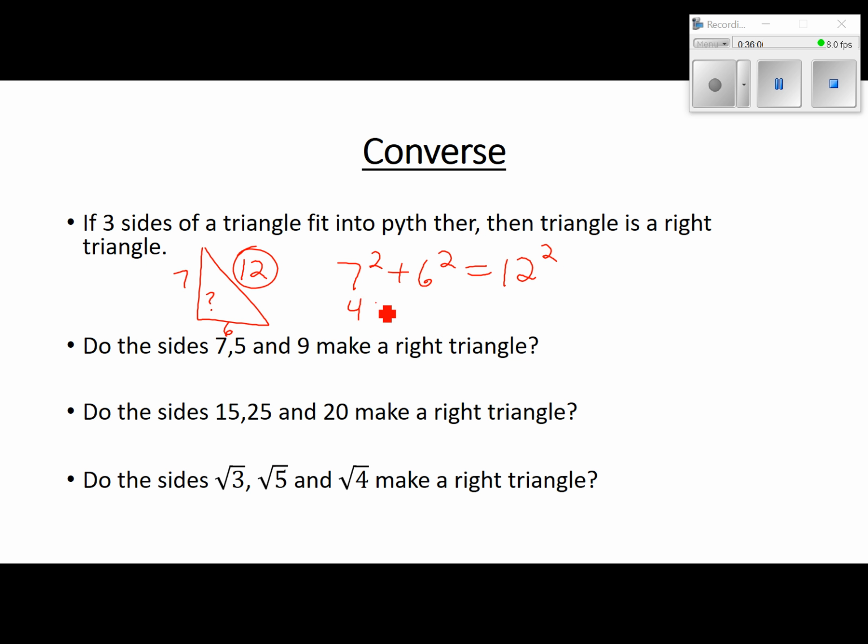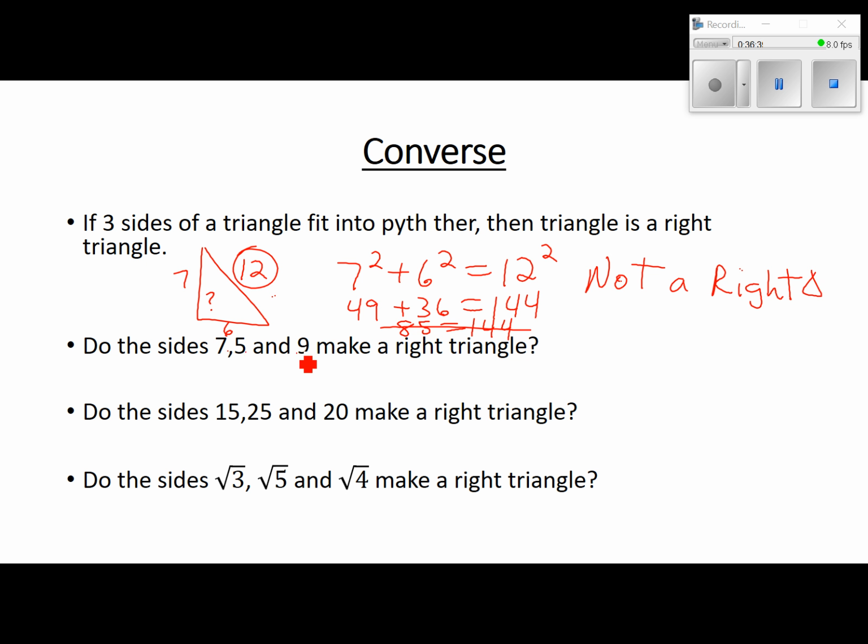7 squared is 49, 6 squared is 36, 12 squared is 144. If I add 49 and 36, I get 85. And we're saying 85 equals 144. Well, 85 doesn't equal 144. So we know that this is not a right triangle. It's not a right triangle because it didn't fit into Pythagorean's theorem.